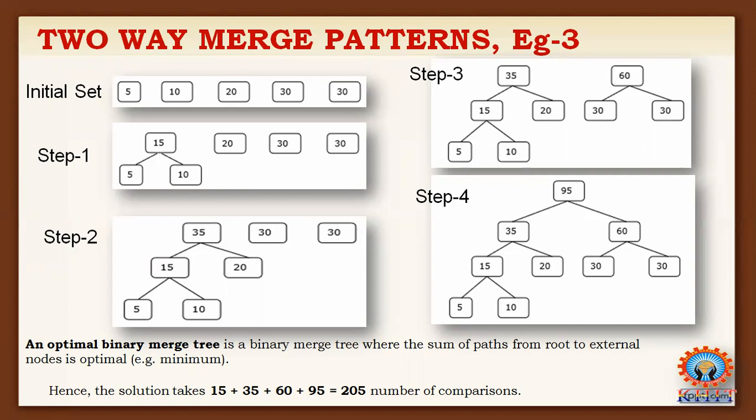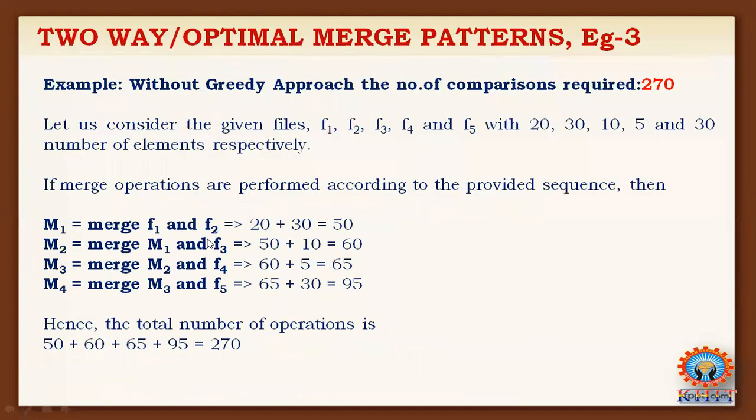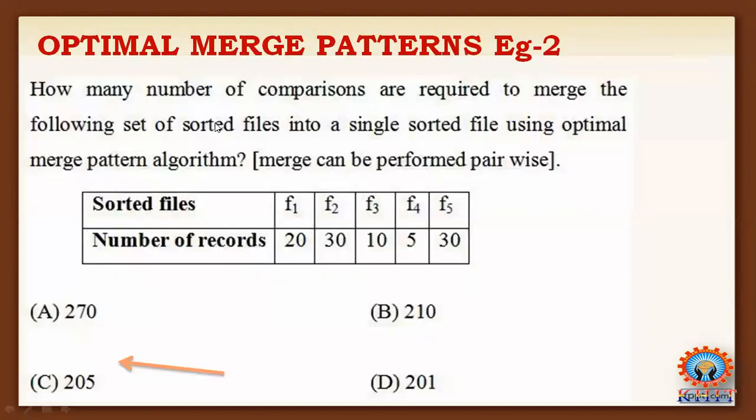We will get the result by applying the strategy of optimal binary merge tree technique only. We will not get a better value when we apply greedy strategy and when we apply without greedy strategy. So friends, what is the final answer? The final answer or the result is 205. 205 comparisons are required to solve the given problem.